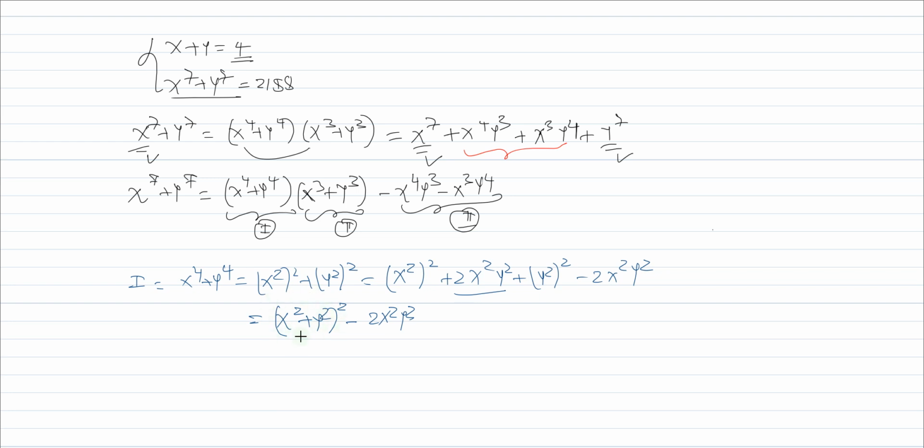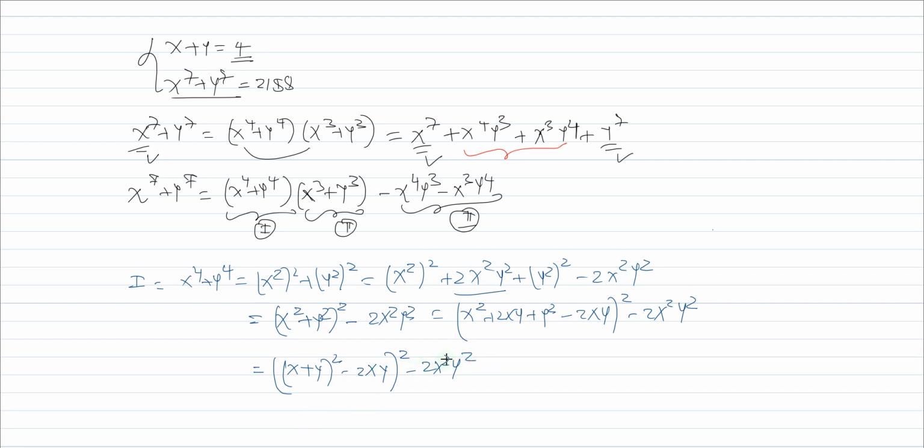So we have other terms here. Let's complete this square following the same steps as here. This is going to be x squared plus 2xy plus y squared, minus 2xy, and this is all squared, minus 2x squared y squared. And this is a perfect square, which is x plus y, squared, minus 2xy, and this is all to the power of 2, minus 2x squared y squared.